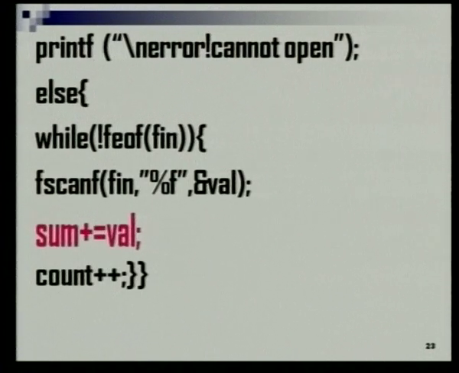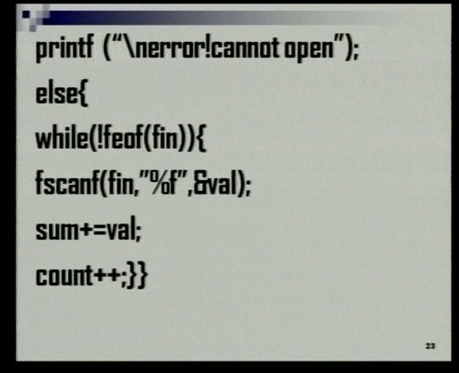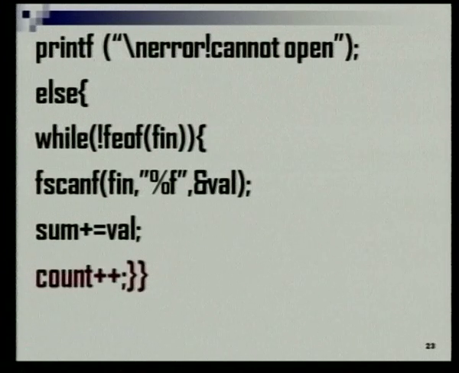So, suppose you read 5, it is added to sum. Next you read 10, it is added to the 5 already stored in the sum. So, it will become 15. In this way the loop goes on executing till the end of file is reached. You are also incrementing the count value. So, for every digit that you read, the count value is incremented by 1.